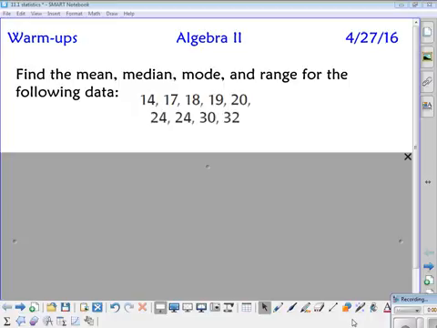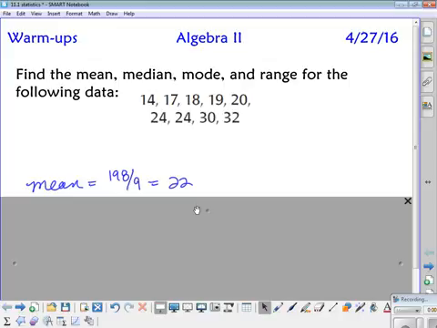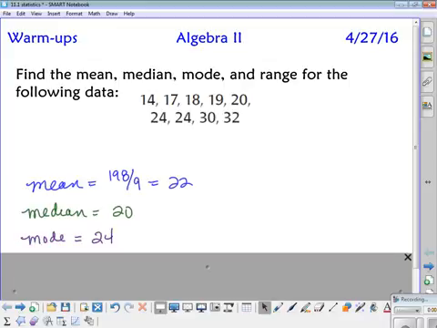So what did you guys get? 22. Hopefully you got 22. All right. Then the median is which one? The middle. What's the middle number? 20. And the mode is the one that happens most often. That's 24.